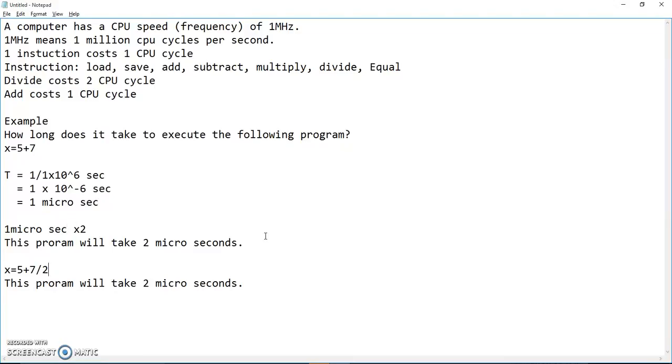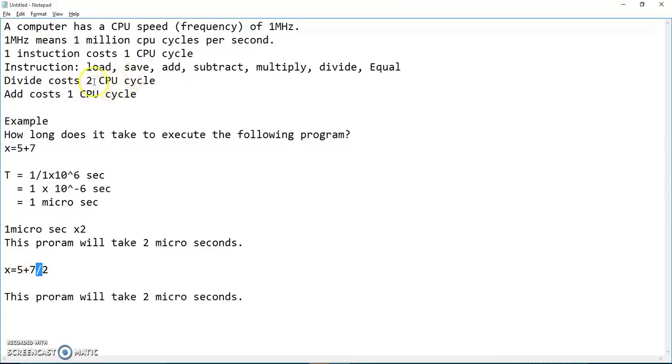So now, how many instructions? We said divide actually takes 2 CPU cycles. That means it's going to take 2 instructions, correct? That means it becomes 1 microsecond times 4, because we have 1, 2, and this costs 2, right? So this is going to change to 4 microseconds.